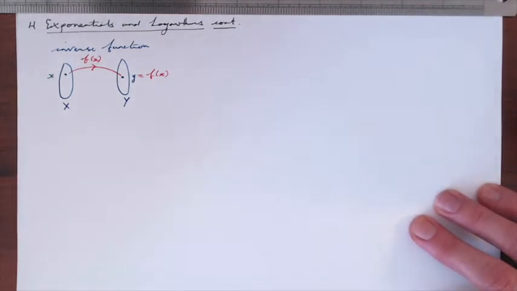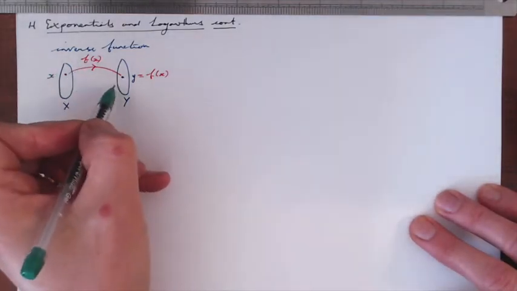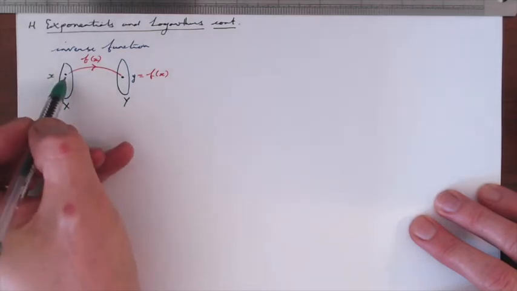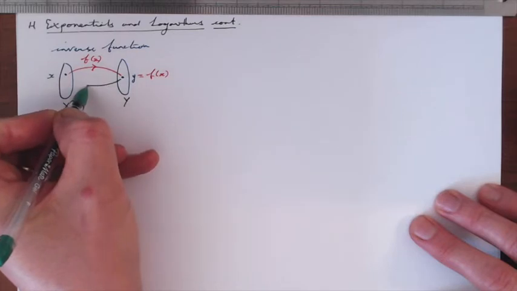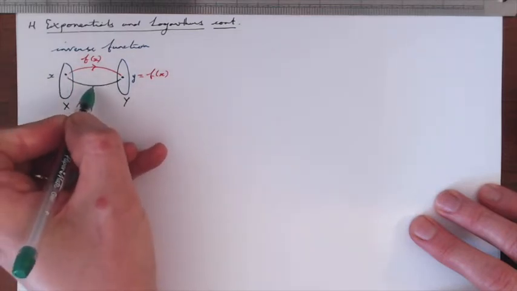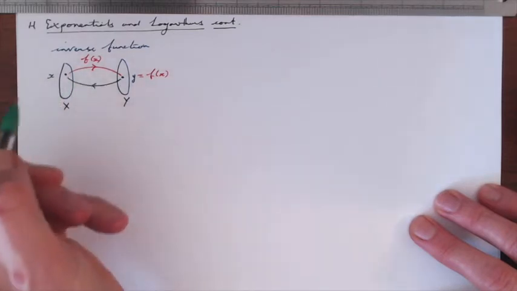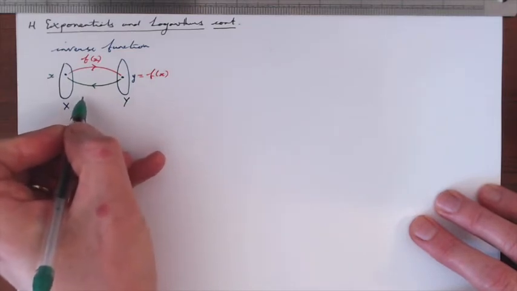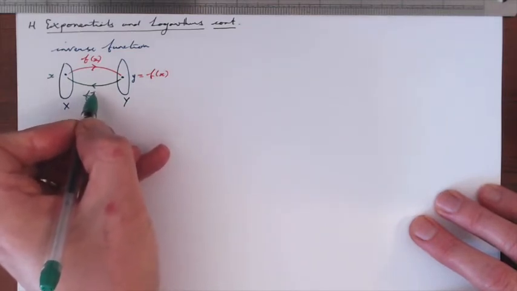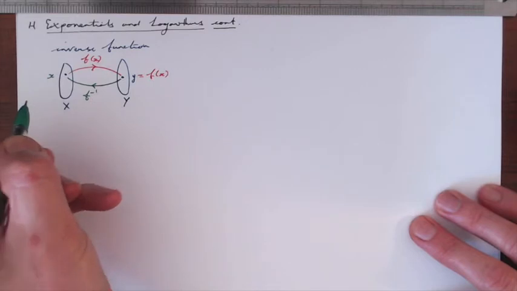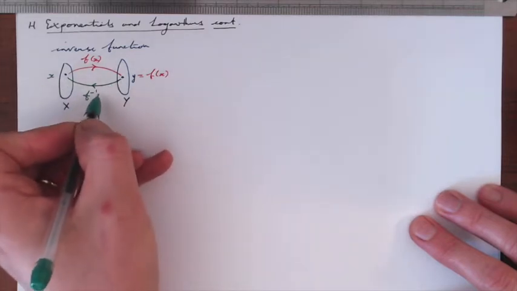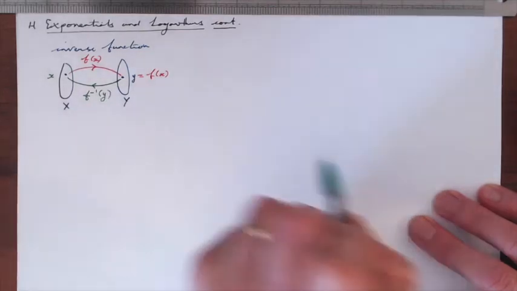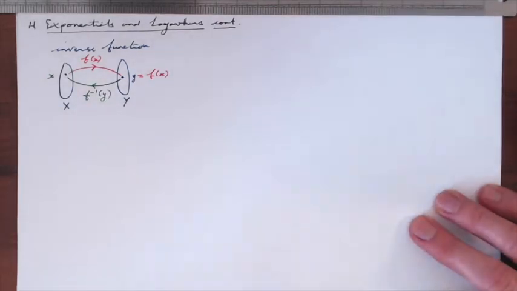Now, you can ask the question, how could we retrieve x from knowing y? And that's the concept of the inverse function. So going in reverse, we have this inverse function which we call f minus 1, and in this case we would say that x arises from applying the inverse function f minus 1 to the element y.